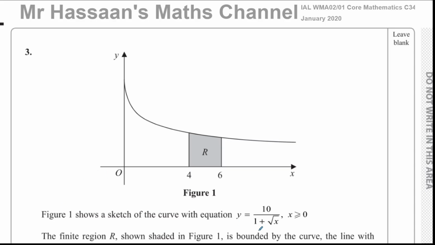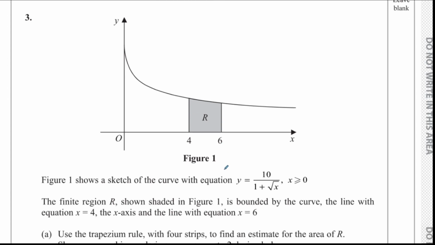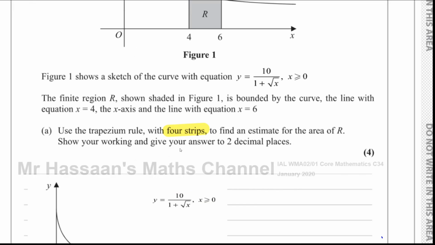So it says, it shows a sketch of the curve with the equation y equals 10 over 1 plus root x, where x is greater than or equal to 0. It says the finite region R, shown shaded in figure 1, is bounded by the curve, the line with equation x equals 4 and the line with equation x equals 6. Use the trapezium rule with 4 strips. Okay, that's important here. With 4 strips to find an estimate for the area of R. Show your working and give your answers to 2 decimal places.